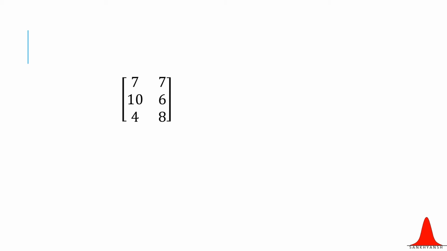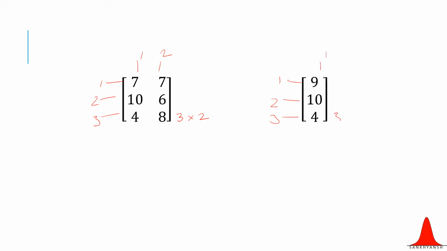Let's take one more example. For example, this matrix, you have 3 rows and 2 columns. So this is a 3 into 2 matrix. In this matrix, you have 3 rows and 1 column. So this is a 3 into 1 matrix. So this first number, which is called m, represents rows, and this second number, which we call n, represents columns.